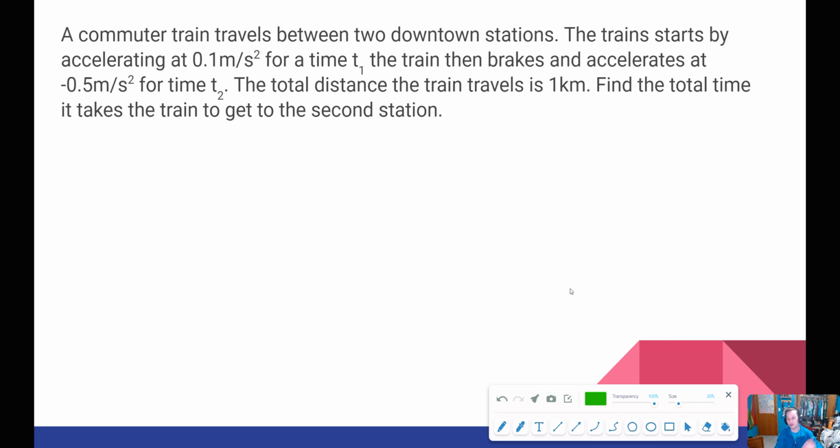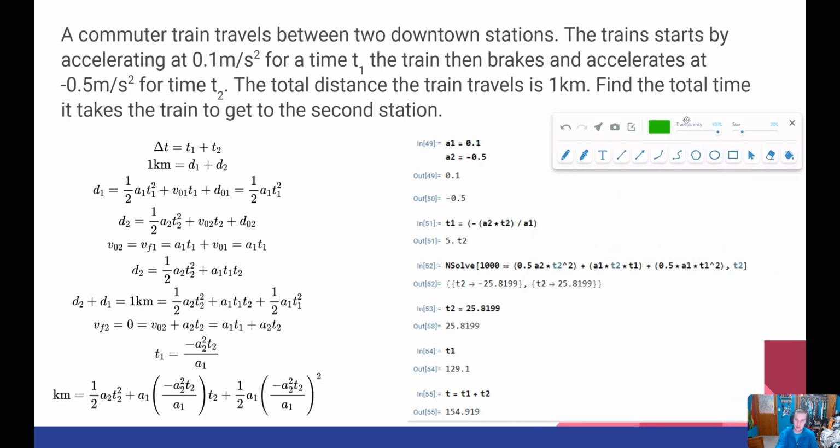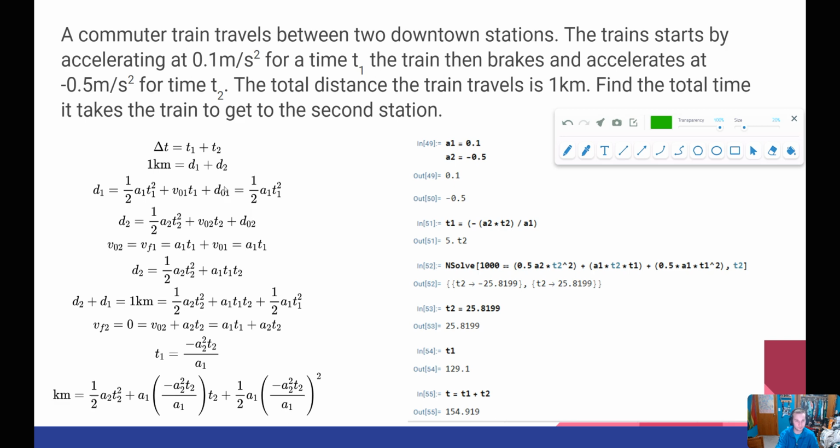So if you want to try this on your own, go ahead and try. If you're just here to enjoy the show, here we go. So what's happening here is that we should move this thing out of the way. So we say that delta t is equal to t1 plus t2, and we know that the 1 kilometer is equal to d1 plus d2. Okay, so the distance d2 is the distance we travel in time t2, and the distance d1 is the distance we travel in time t1.